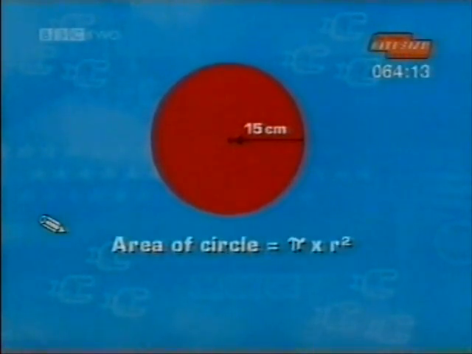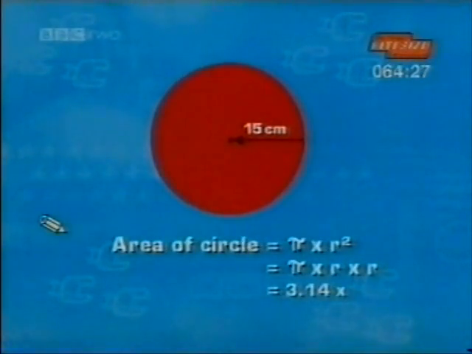For part B, you're asked to calculate the area of the circle. This circle has a radius of 15 centimeters, and you need to calculate its area, not forgetting to show your working. Write down what you know first of all. You know the radius equals 15 centimeters. The formula to find the area of a circle is pi multiplied by the radius squared, which means pi multiplied by the radius multiplied by the radius again. So the area of this circle is pi multiplied by 15 multiplied by 15 again.